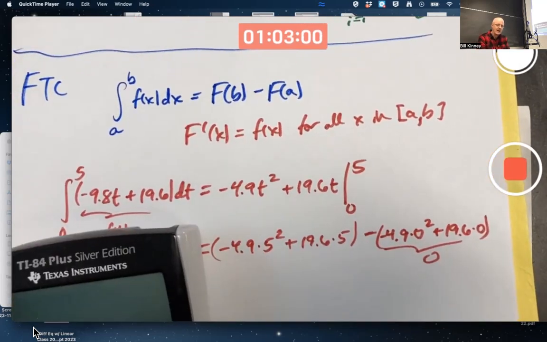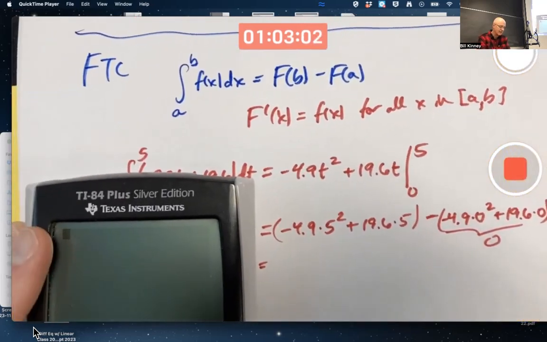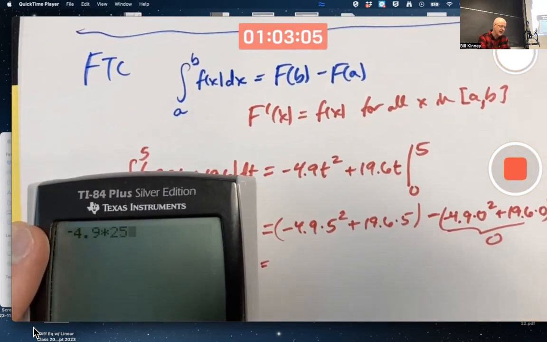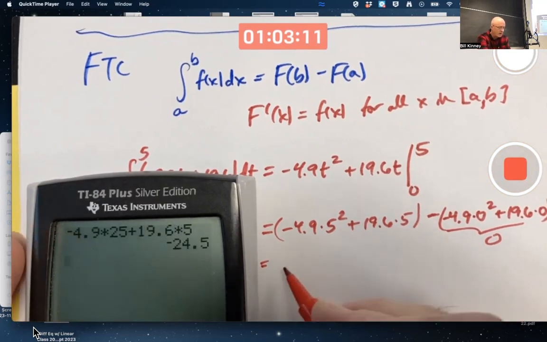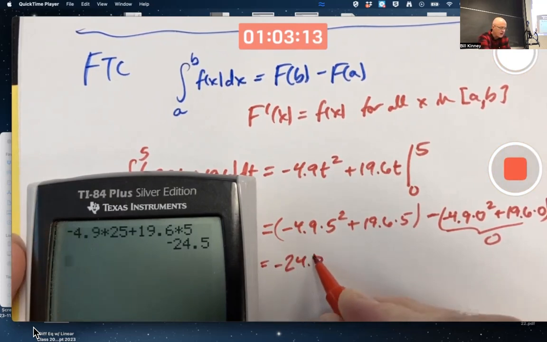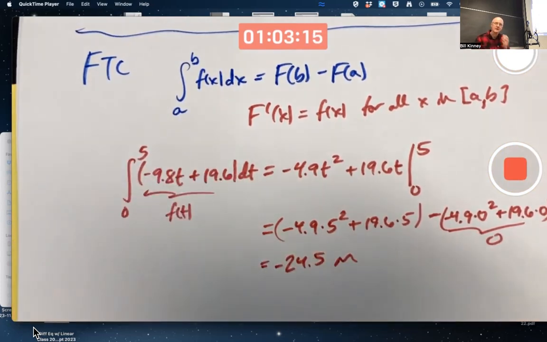5 squared is 25. So we've got negative 4.9 times 25 plus 19.6 times 5. There's our old friend, negative 24.5. We got the same answer.